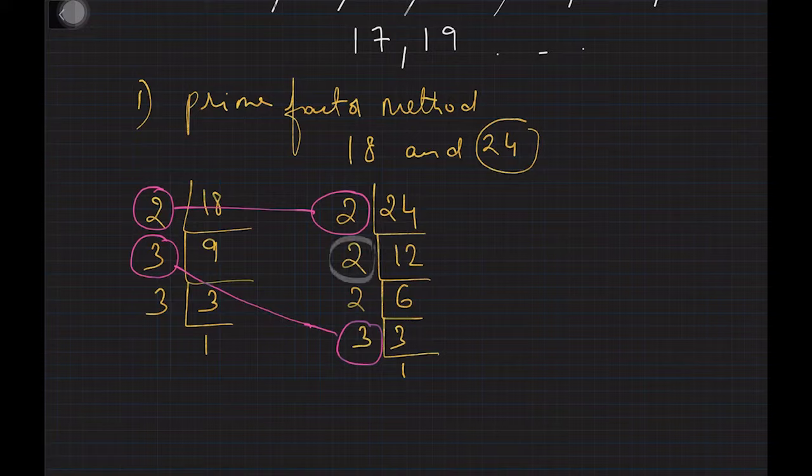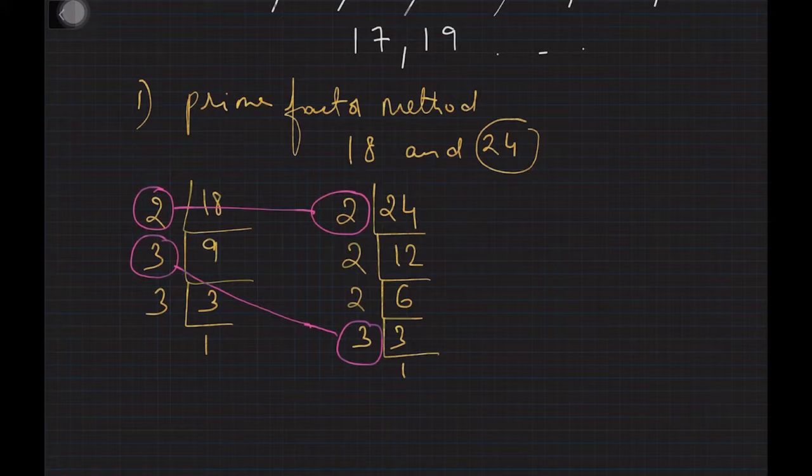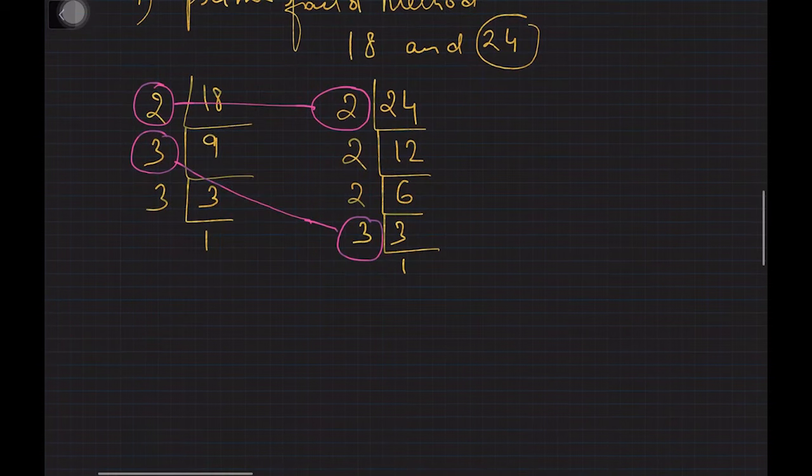Similarly, we have 2 on the right hand side, but we don't have 2 on the left hand side. We have this 2 but we can't consider it because it's been mapped already. Therefore this 2 cannot be mapped with any number on the left hand side. Similarly, this 2 cannot be mapped with any number on the left hand side. So after doing this, we have mapped all the common prime numbers.